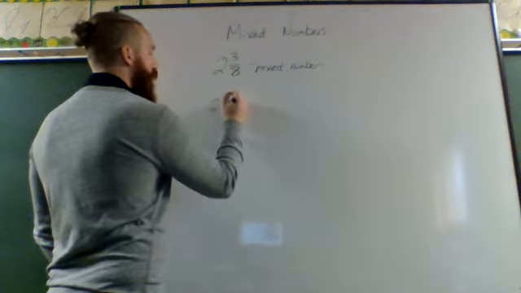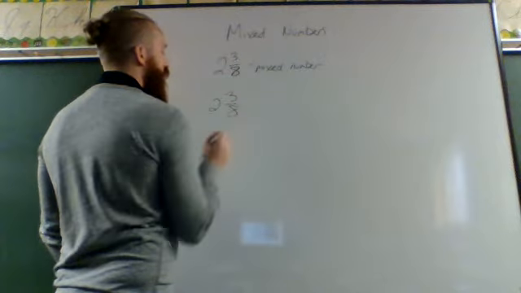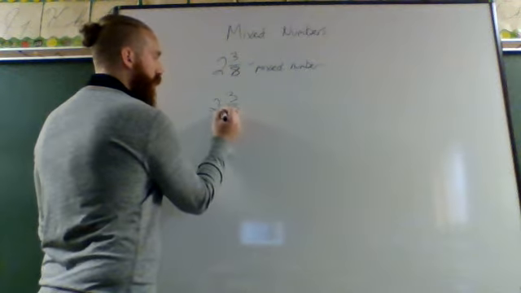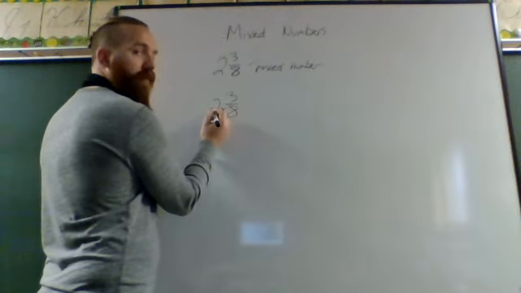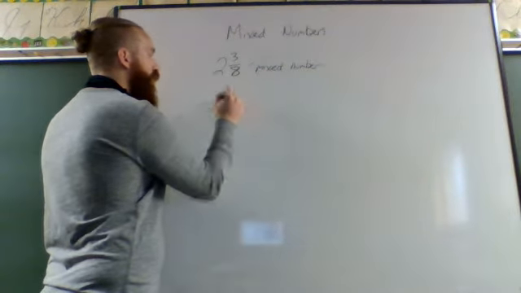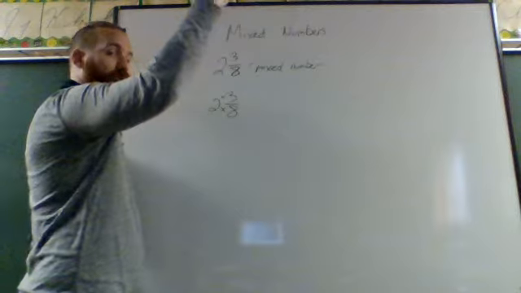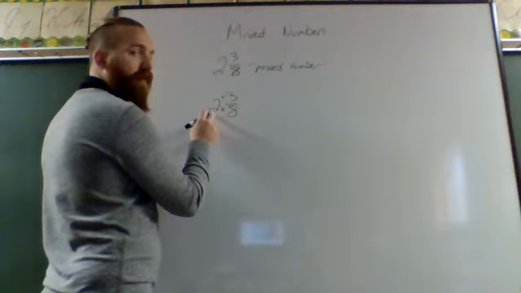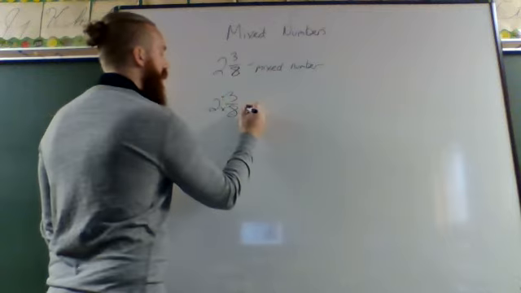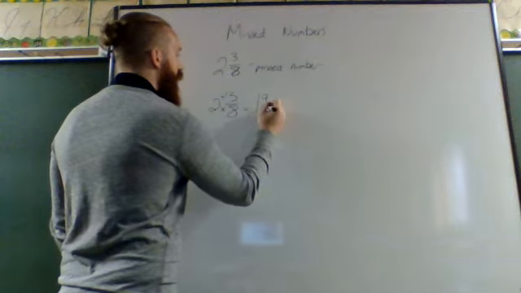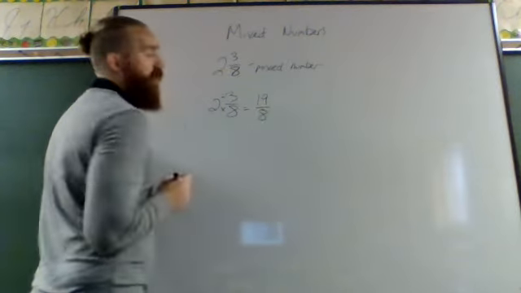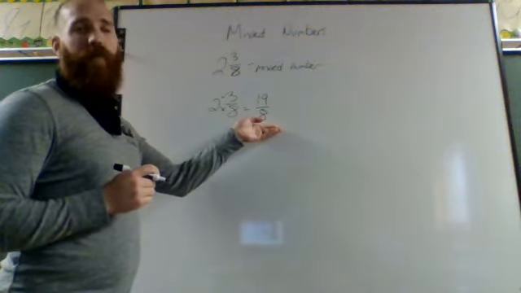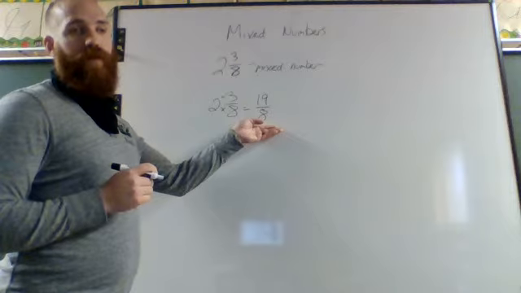Let's use our example of 2 3/8. Okay, you take your denominator, multiply it by your whole number, and then add your numerator to get your new numerator on top for your improper fraction. So 8 times 2 is 16, plus 3 gives us 19 over 8. Okay, so now we've changed 2 3/8 into the improper fraction 19 over 8.